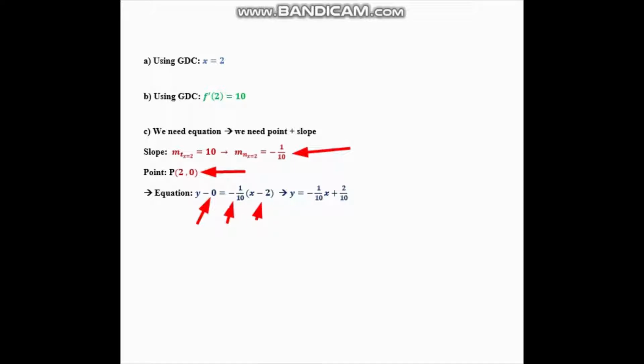But I need to write it in the form y equals mx plus b because the question specifically required me to do so. So I will just expand the right hand side of the equation, and of course this 0 vanishes from my equation. So I get y equals negative 1 over 10x plus 2 over 10. So take a minute to copy this down if you will. I shall begin question 2 shortly.